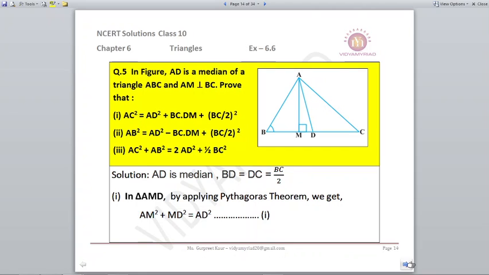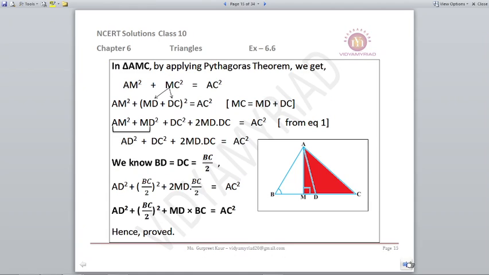Let's start with triangle AMD. According to the Pythagoras theorem, I know it is AM square plus MD square, which is equal to AD square. Now let me take triangle AMC. In this case, I get AM square plus MC square is equal to AC square. Now what is MC? If you look at MC, MC is made up of MD plus DC. So just substitute it. So AM square plus (MD plus DC) the whole square is equal to AC square.